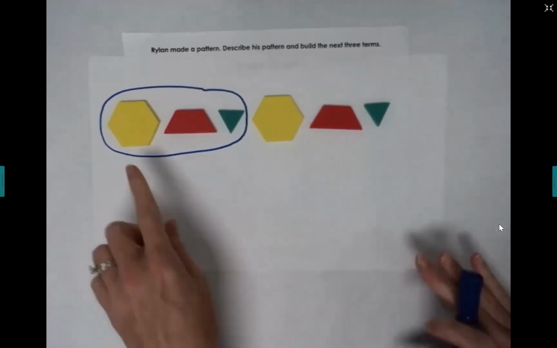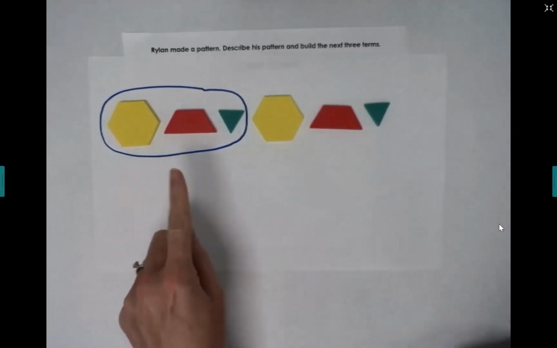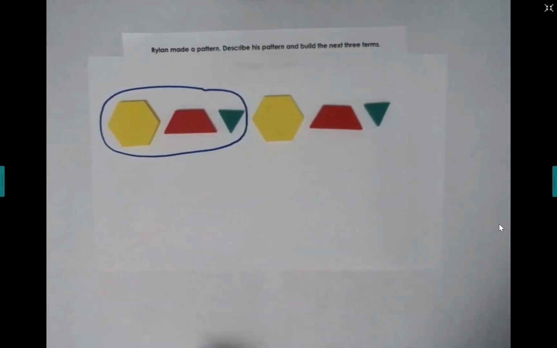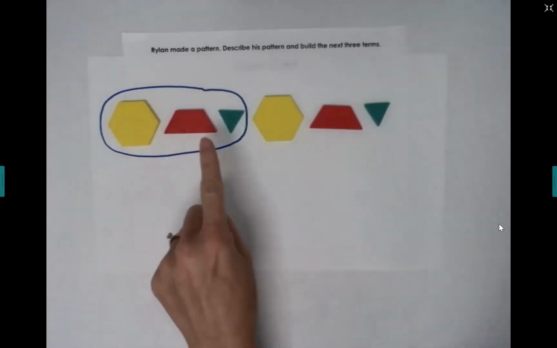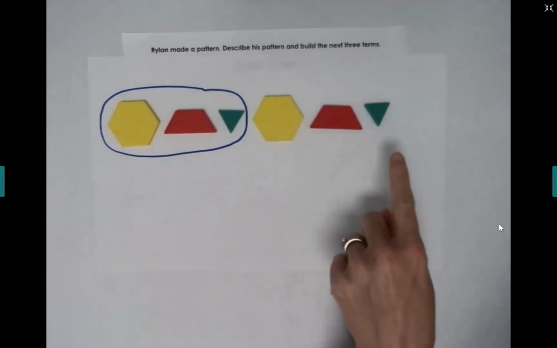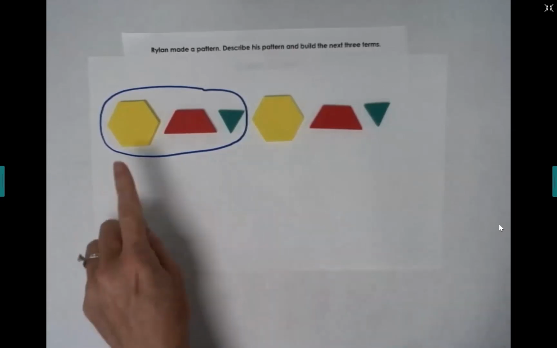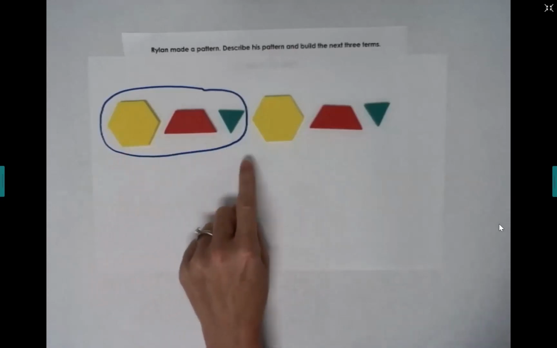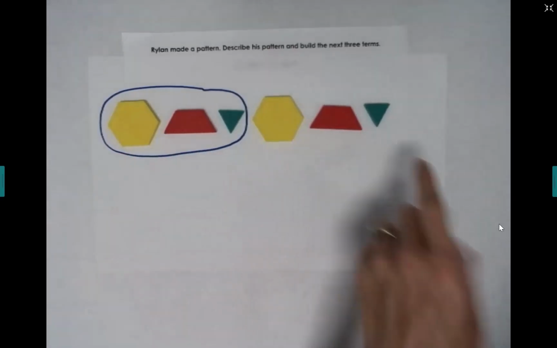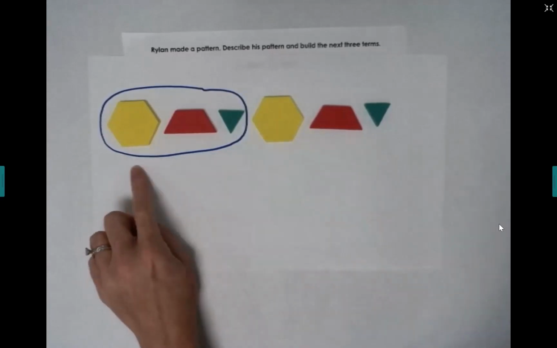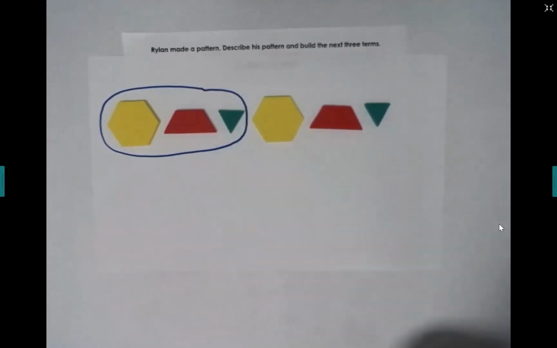Okay, so as we're looking at it here, students may describe one attribute of the pattern, which might just be the shape. What do they see? They see hexagon, trapezoid, triangle, hexagon, trapezoid, triangle. So shape might be one attribute they notice that's repeating. They may also notice color and identify yellow, red, green, yellow, red, green. Or they could describe it with both at the same time, yellow hexagon, red trapezoid, green triangle, to describe that pattern. So that's some of the different ways they might describe it.